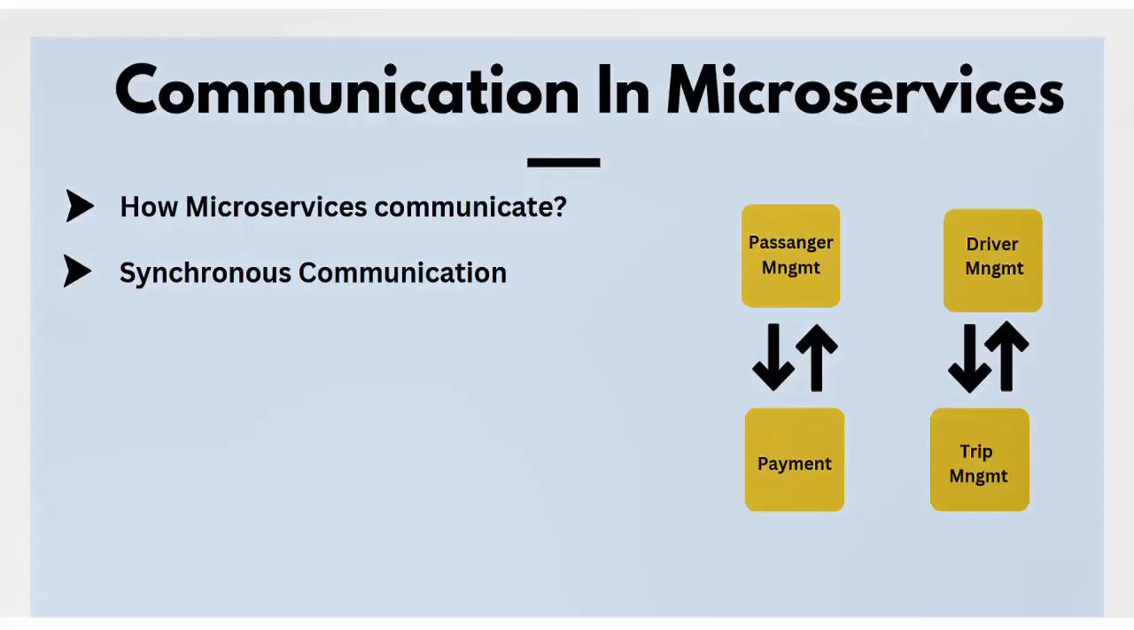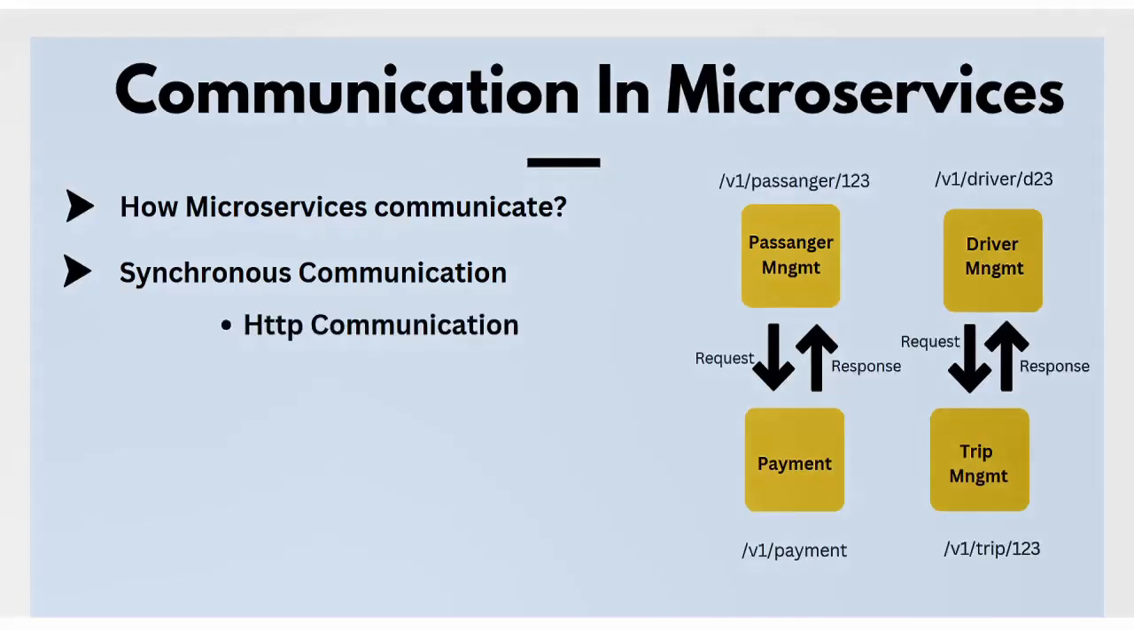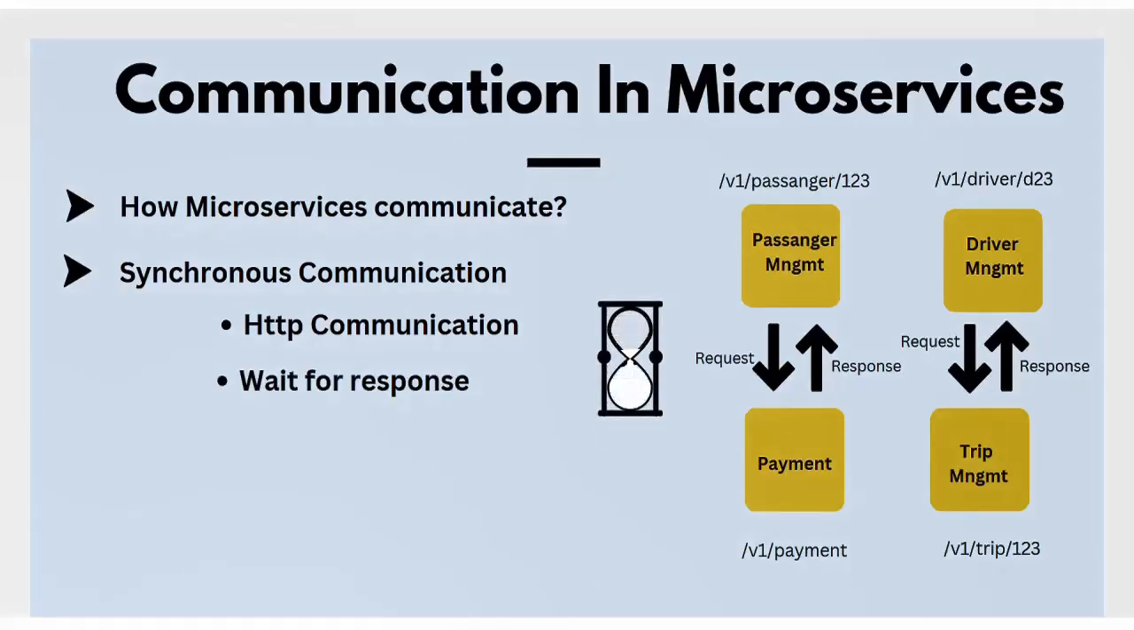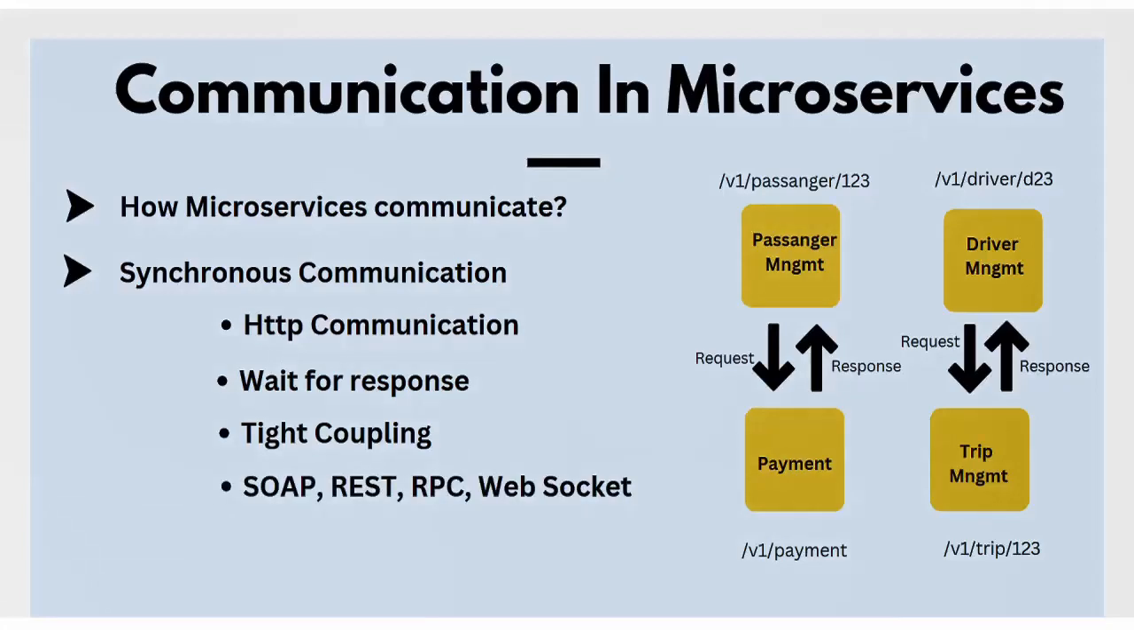The outright leader, when choosing how microservices will communicate with each other, tends to be HTTP. The client sends a request and waits for a response from the service, so that means client code blocks its thread until the response reaches it from the server. The problem with synchronous communication is tight coupling between the services, as one service is continuously waiting for another service's response. Technologies like REST, SOAP, RPC, and WebSocket are examples of the most widely used synchronous communication technologies.